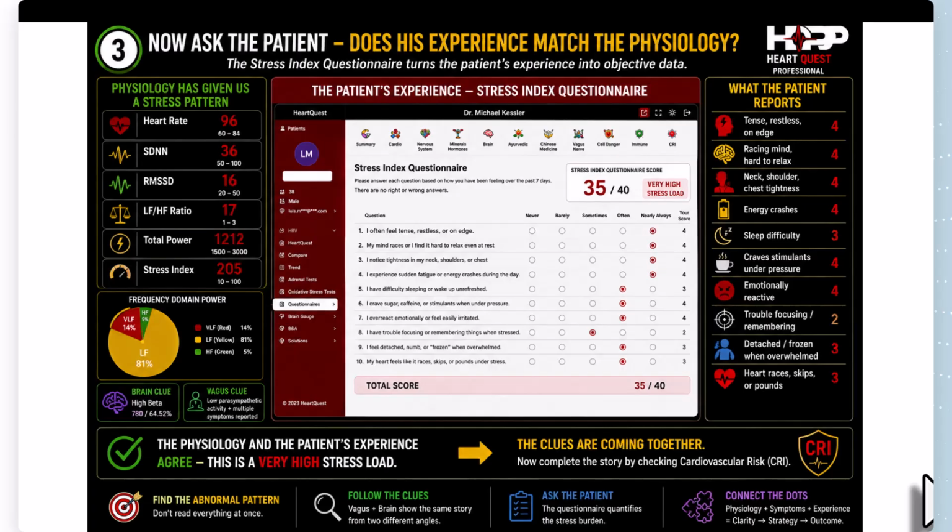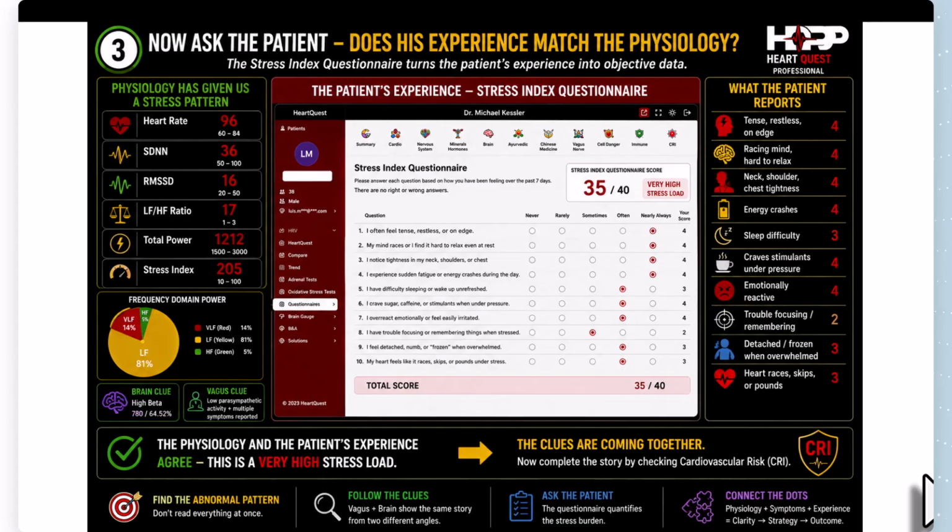Then you run this questionnaire because you want some data. And as you work with this person, you want to see these things shift and change, right? So on the stress index questionnaire, in your HeartQuest Professional, it will score it for you. Okay. And you could also send it to the patient ahead of time, which is a pretty good thing to do. Okay. And so his score was 35 out of 40.